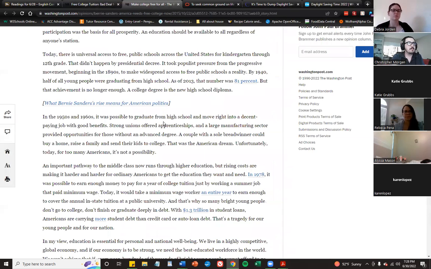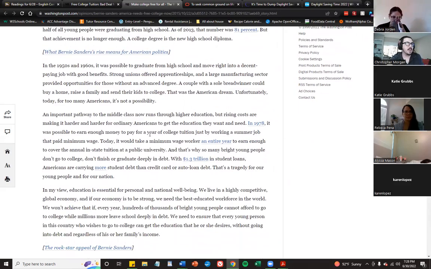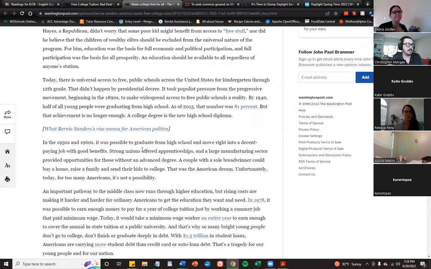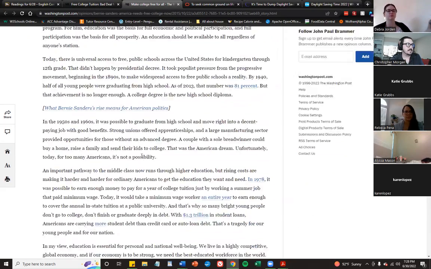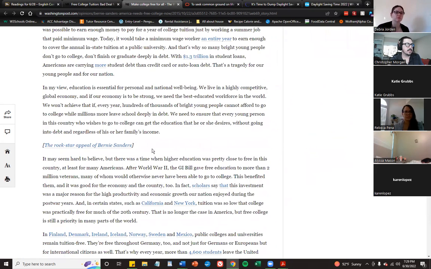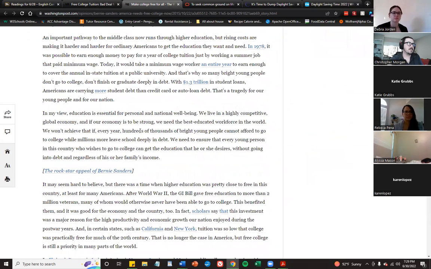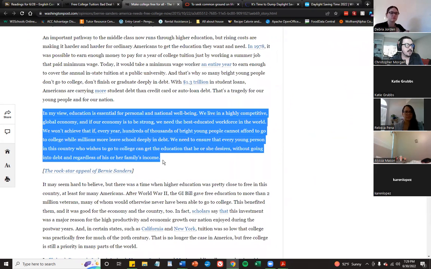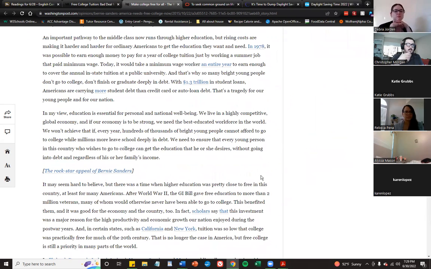Whereas Bernie maintains a pretty consistent third person point of view as well, until one very crucial moment in the essay where he lays out his actual argument. That is toward the middle, really. He's pretty consistently in the third person until he gets to here. And this is where we get his pronouns. In my view, right, the first person pronoun.